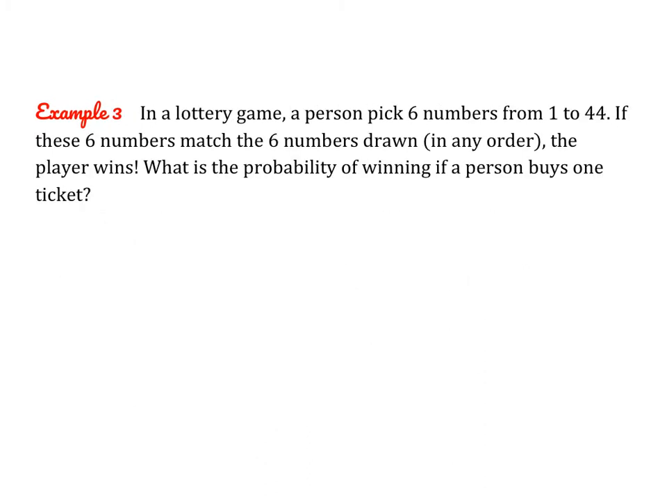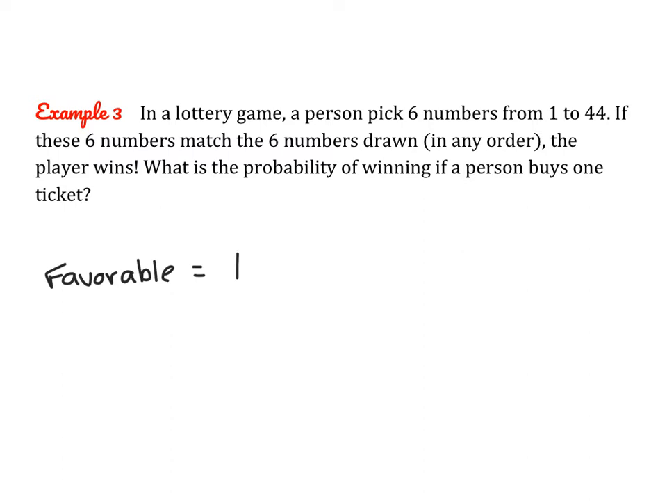All right, now let's try a lottery game example. So this says that a person picks 6 numbers ranging from 1 to 44. If these 6 numbers match the 6 numbers drawn in any order, implying that this is a combination, not a permutation, the player wins. What is the probability of winning if a person buys 1 ticket? So first we need to figure out, well, how many favorable outcomes are there? Well, there's exactly 1 favorable outcome, and that's those exact 6 numbers. Any other set of 6 numbers will not be a winning ticket.